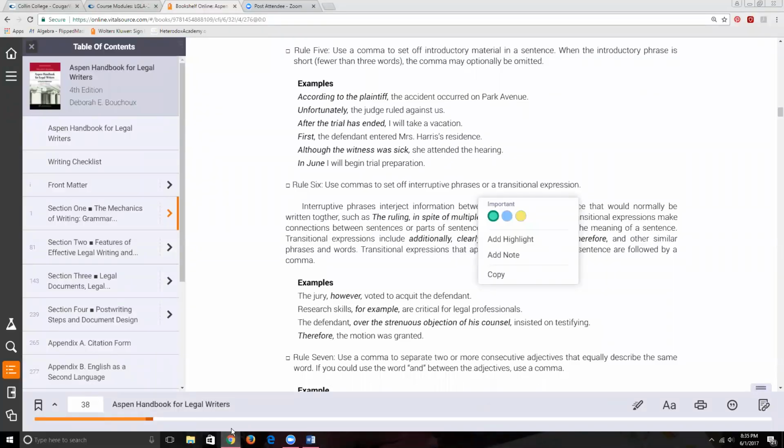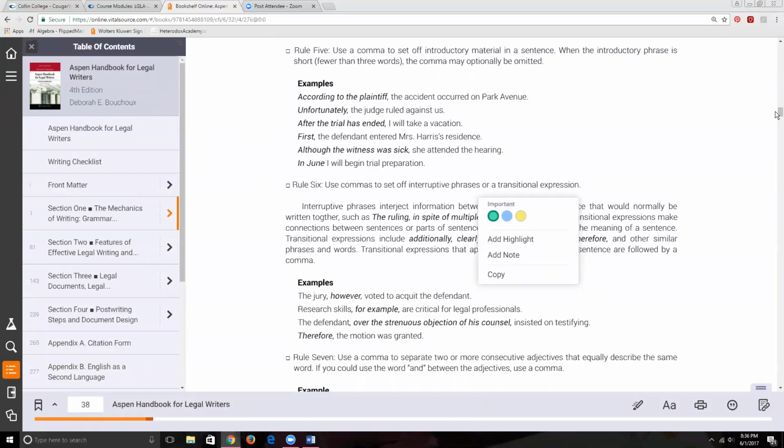You probably also want to vary it. If you always put your transitionals in the first position of the sentence, that's going to get very repetitive. It's probably good to sometimes put it at the beginning, sometimes in the middle, maybe even occasionally at the end.